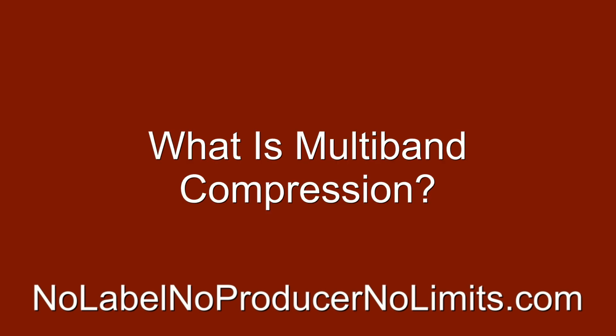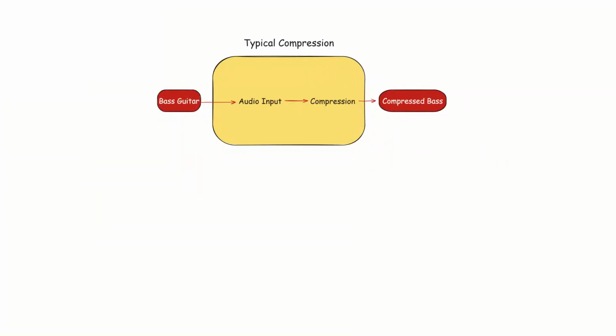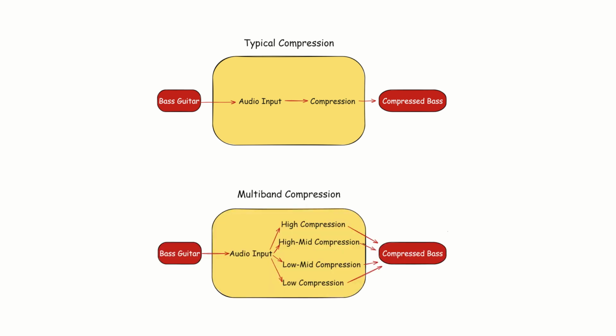So what is multiband compression? Well, with a normal compressor, a signal comes into the audio input, and any level above the threshold gets compressed. But with a multiband compressor, the signal comes into the audio input and then is divided into multiple frequency bands. Each of these bands has its own compressor. The best way to understand it is to see and hear it in action.